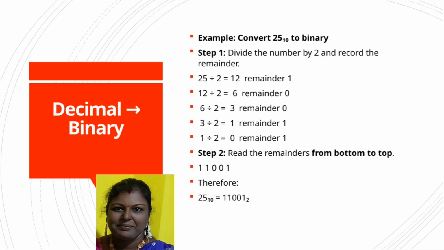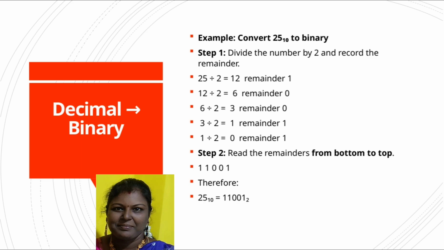Once we have all the remainders, we read them from bottom to top. Those digits give us the binary equivalent. So, 25 in decimal becomes 11001 in binary. It's a simple, step-by-step process that works every time.